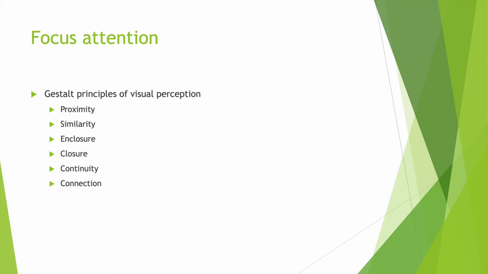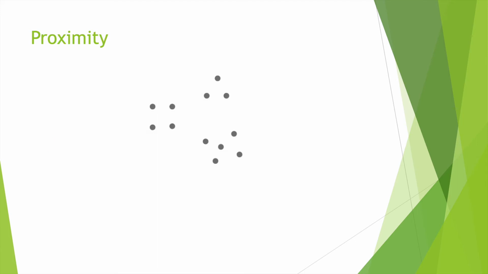Focus attention. Principles of visual perception. Proximity, which is important. Similarity. Enclosure. Closure. Continuity and connection. So proximity is something like this. This looks like you're playing a game with your brother or sister called Connect the Dots. That's what it looks like to me.